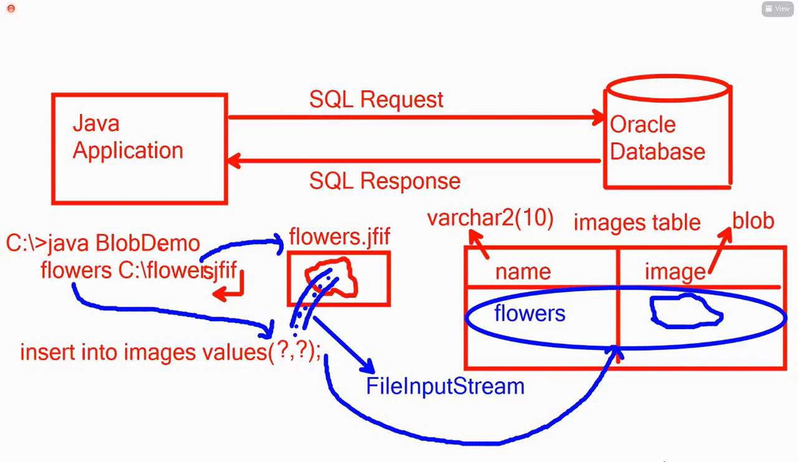At the command prompt, two parameters will be passed. One is the name of the image, and one more is the path of the image. The name of the image is as it is placed here. Path of the image, what will happen?